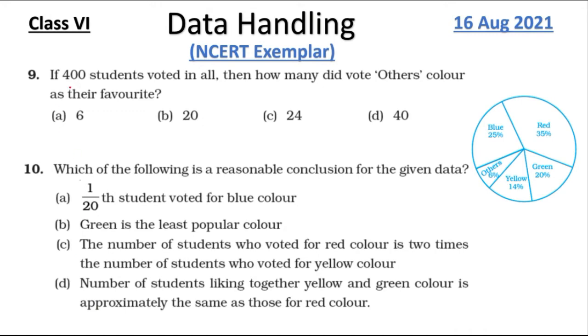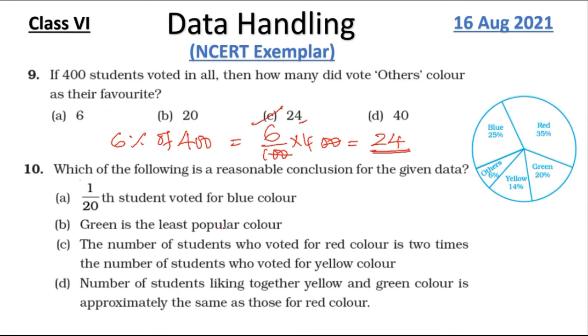Question 9. If 400 students voted in all, then how many did vote other colors as their favorite? If the total votes are 400, for others there are 6%. So 6% of 400 we need to calculate. It is 6 by 100 times 400. Two of the zeros will get cancelled. We get it as 24. Hence option C is the right answer.